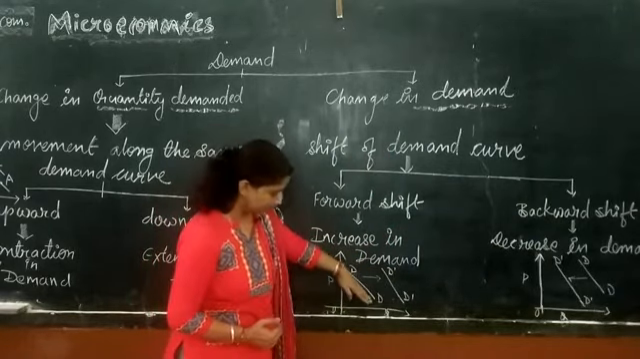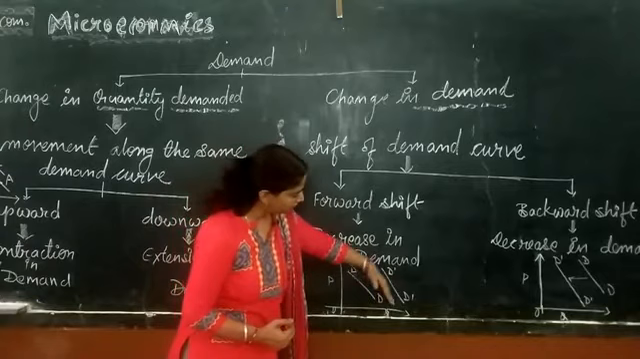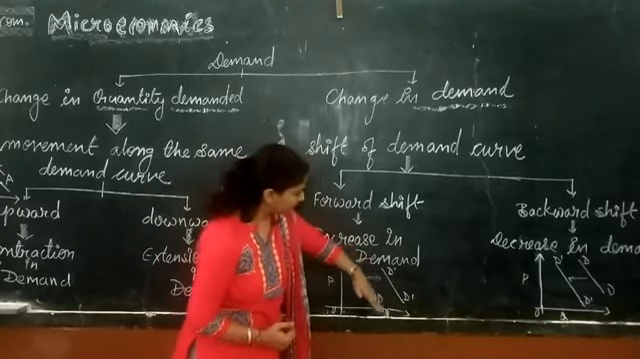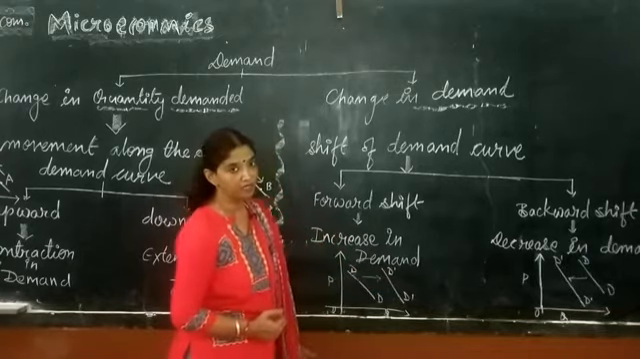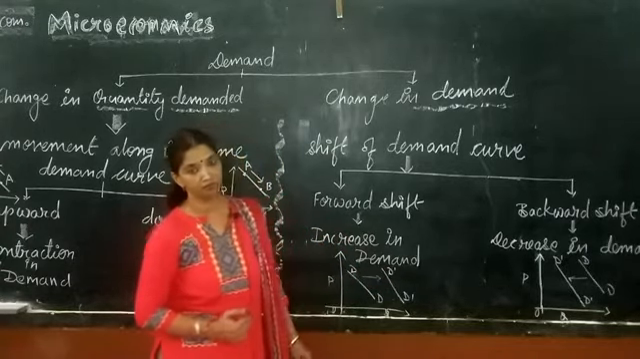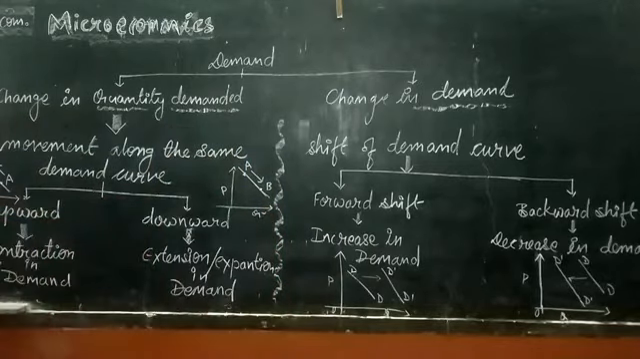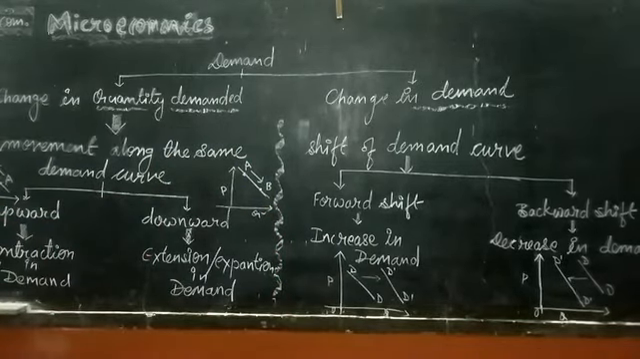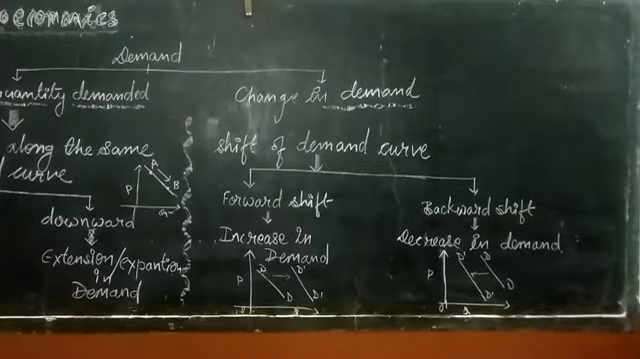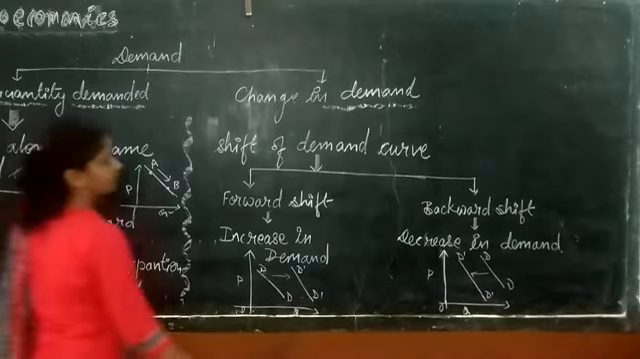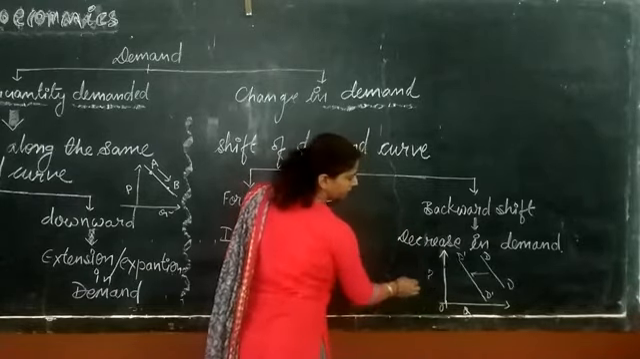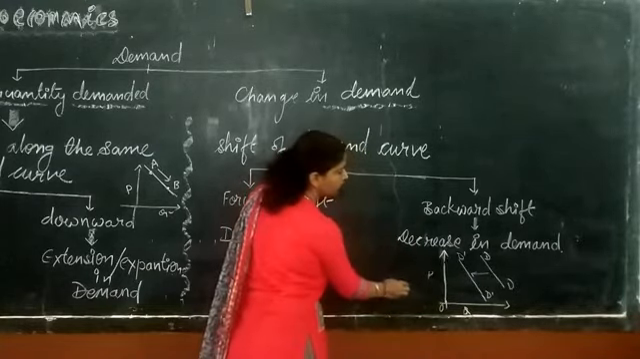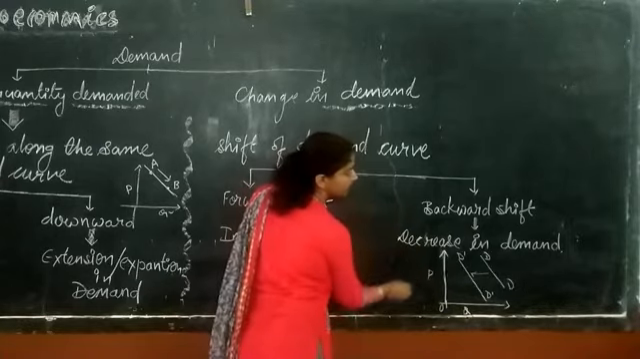The demand curve is DD and the new demand curve has shifted from DD to D dash D dash. So the demand is increased. This is called increase in demand and forward shift of the demand curve. And in the other condition, there is a backward shift. The initial demand curve is DD and the DD demand curve shifted backward to D dash D dash. So this is called decrease in demand.